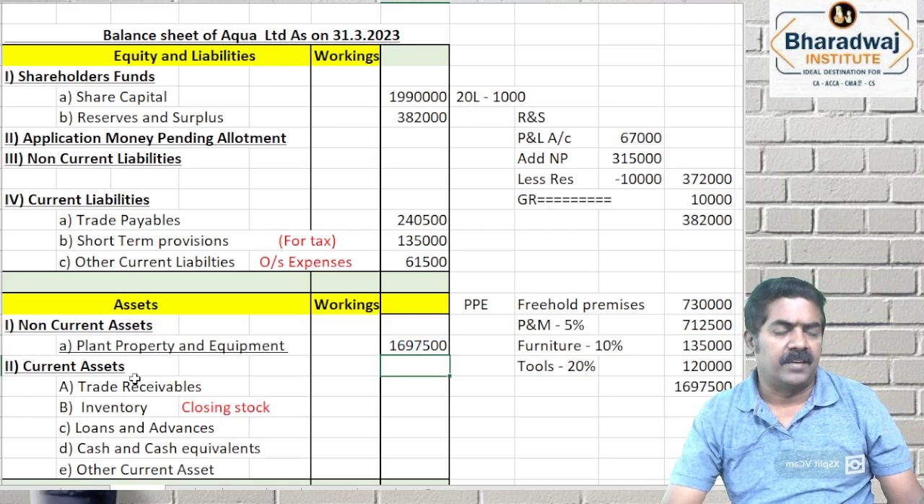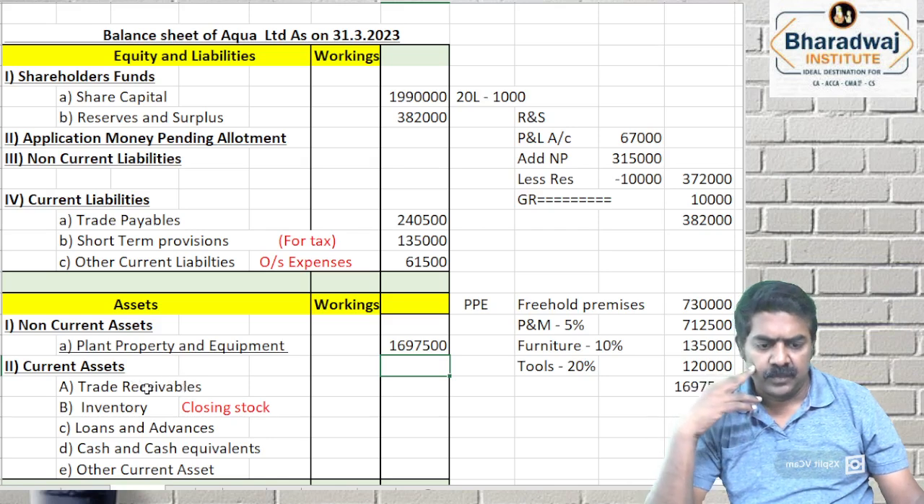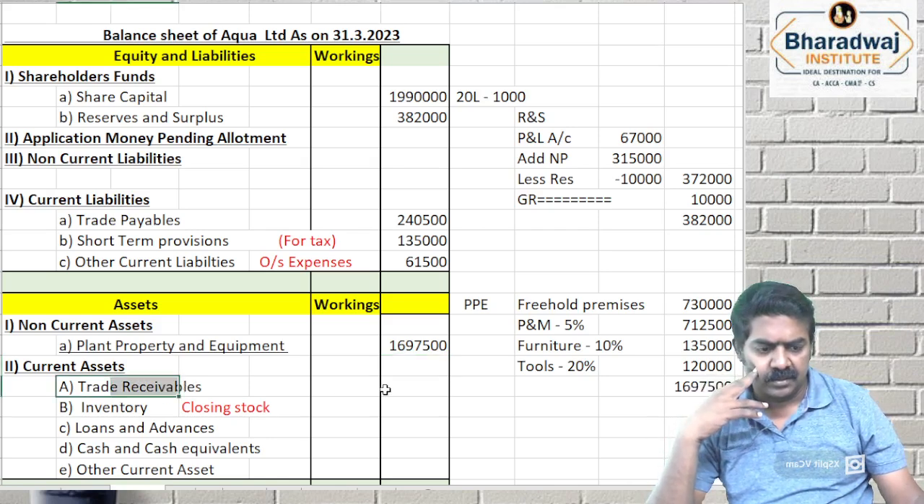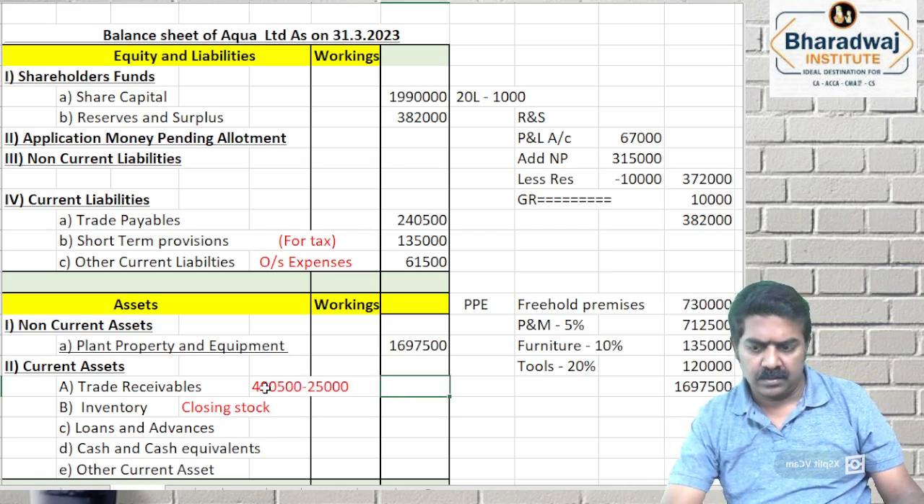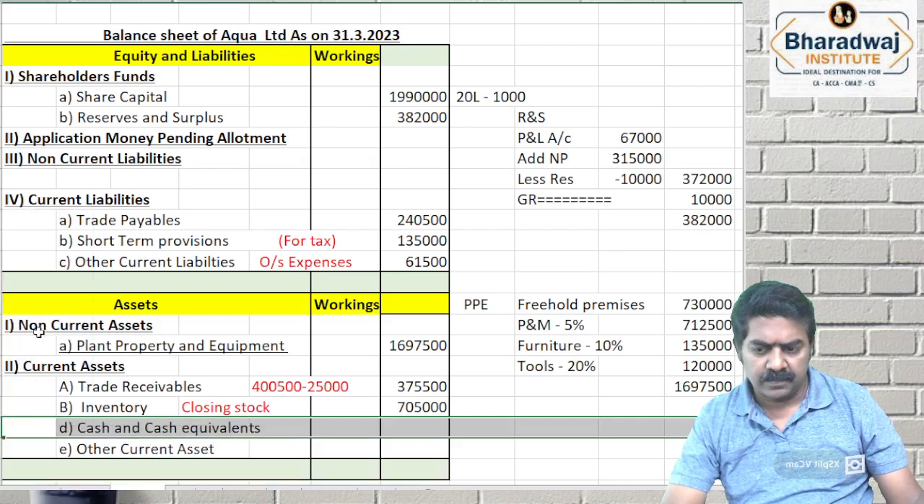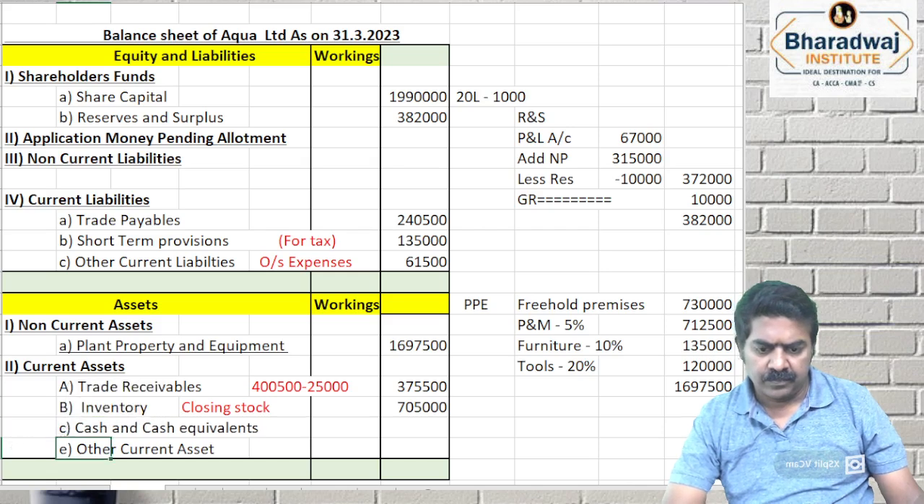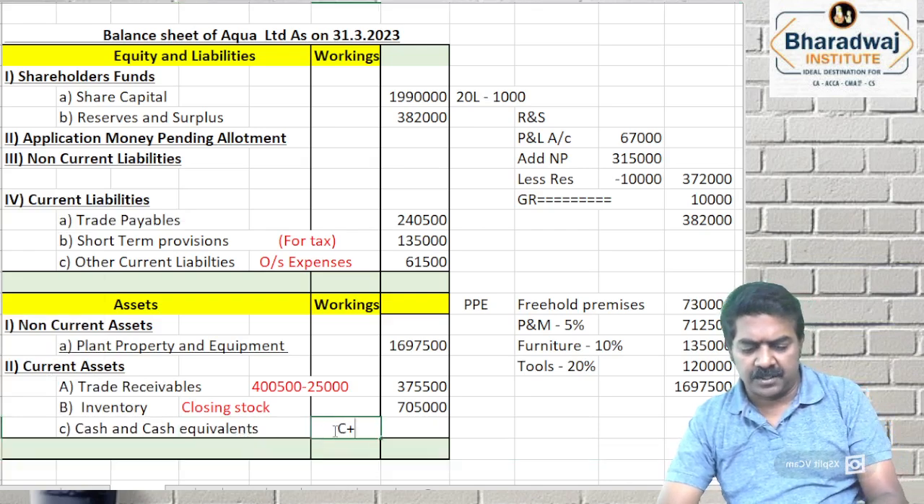Trade receivable is directly given in the question. What is the trade receivable given in the question? Trade receivable is 4,500,000. 4 lakh. Closing stock, how much is given? No loans and advances. No other current assets also. Cash and cash equivalents is nothing but cash plus bank balance.